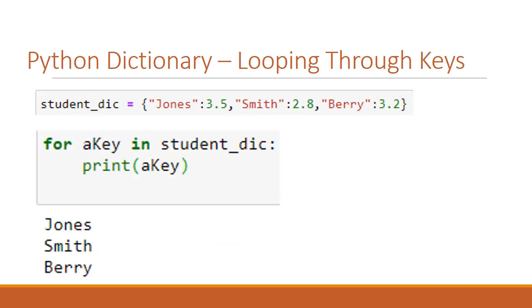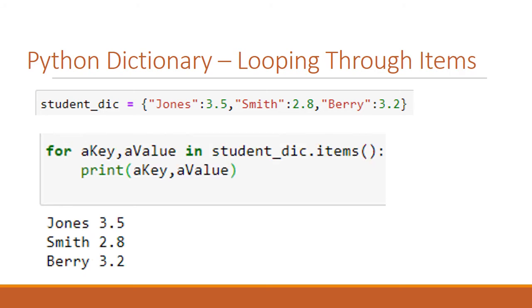Here's an example of how we can loop through all of the keys in a dictionary using a for loop. The syntax is for key in student_dic, then we print that key. So the first time through, key is assigned Jones. Second time through, key is assigned Smith. And the third time through, key is assigned Barry.